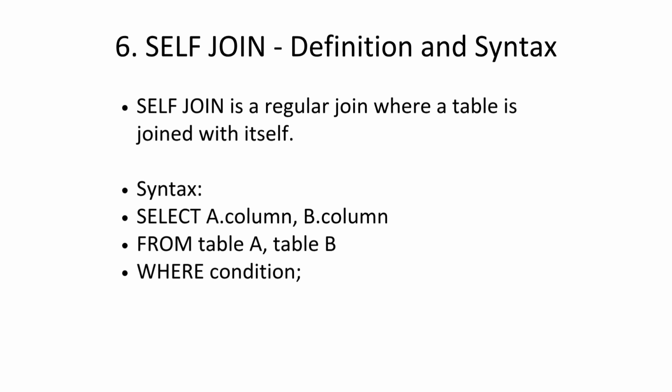Self-join definition and syntax. A self-join joins a table with itself. It is used when rows in the same table are related, for example, employees and their managers. Syntax: SELECT A.column, B.column FROM table A, table B WHERE condition; We use aliases A and B to differentiate the two instances of the same table.